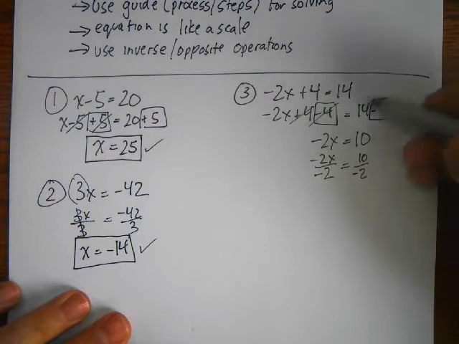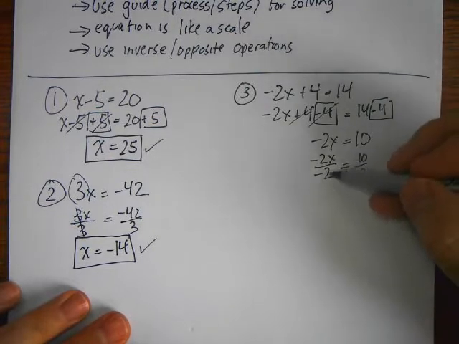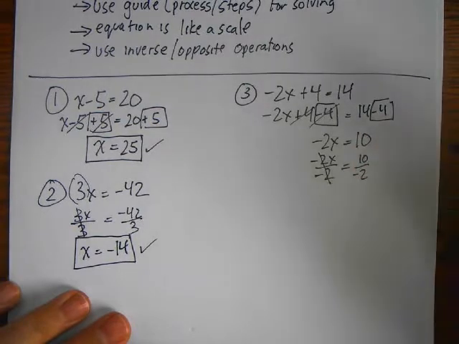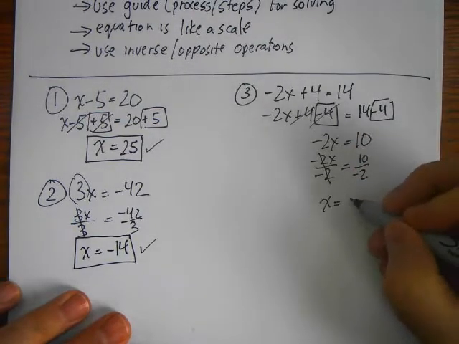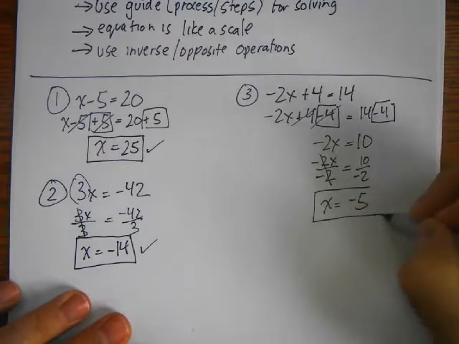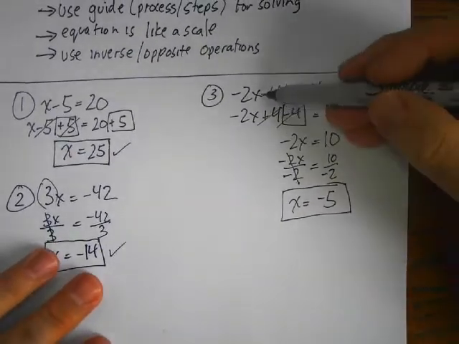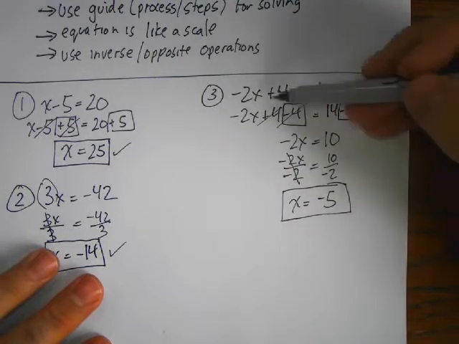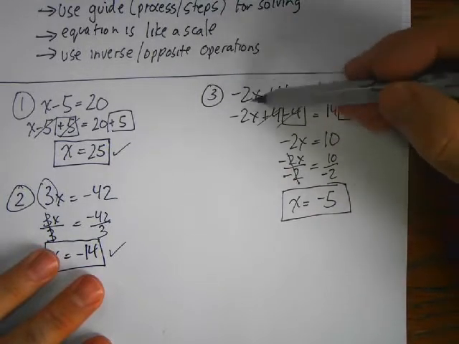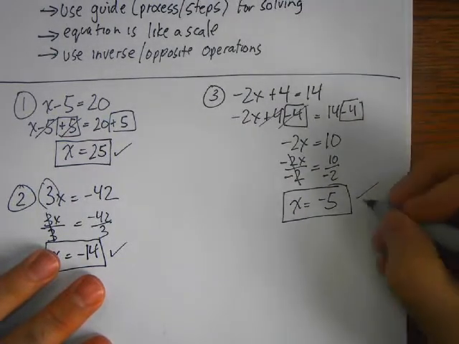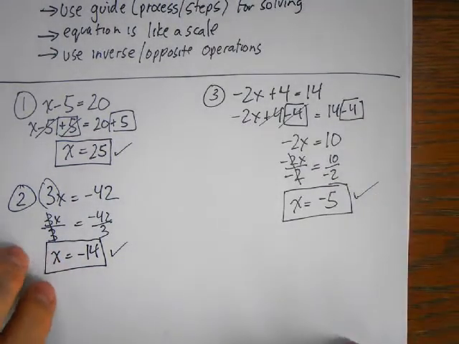Be careful of that. That happens quite a bit, forgetting the negative sign when you divide. So these two cancel each other out. We get x equals negative 5. And we could test that. We could plug that back into here. Negative 2 times negative 5. Negative times negative is positive, so that's 10 plus 4 is 14. So we know that that's right.